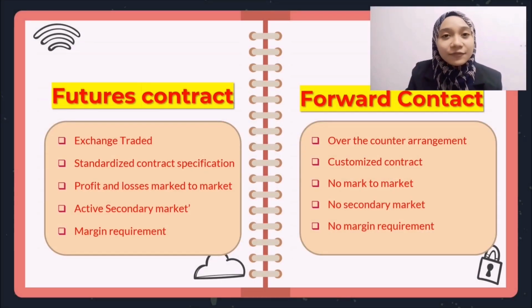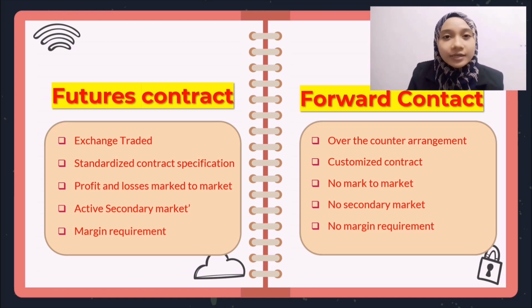That's the difference between futures contracts and forward contracts. For the futures contracts, they are exchange traded, while for the forward contracts, they are over-the-counter agreements. Secondly, for the futures contract, they are standardized contract specifications, while the forward contracts are customized contracts. Thirdly, for the futures contracts, the profit and losses are marked to market, while for the forward contract there is no mark to market.